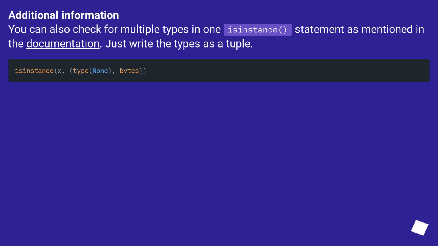Additional information: you can also check for multiple types in one isinstance statement, as mentioned in the documentation. Just write the types as a tuple.